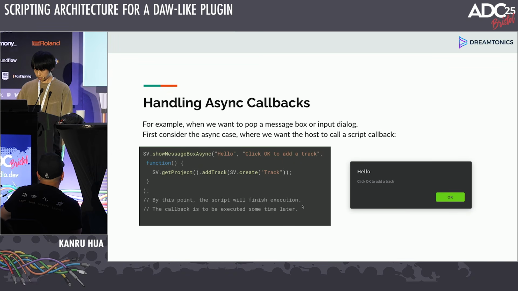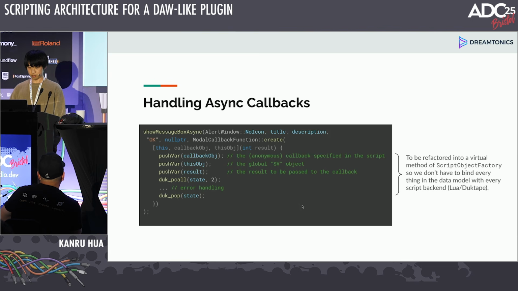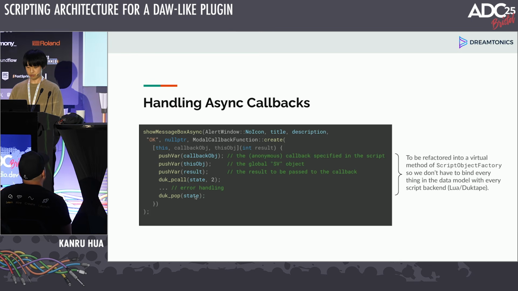This is actually simple because all you need to do is call a script function from the native code, basically something like this. Although you would rather want to do it a bit cleaner by refactoring this into a virtual method of the script object factory instead of writing this twice for each scripting engine.